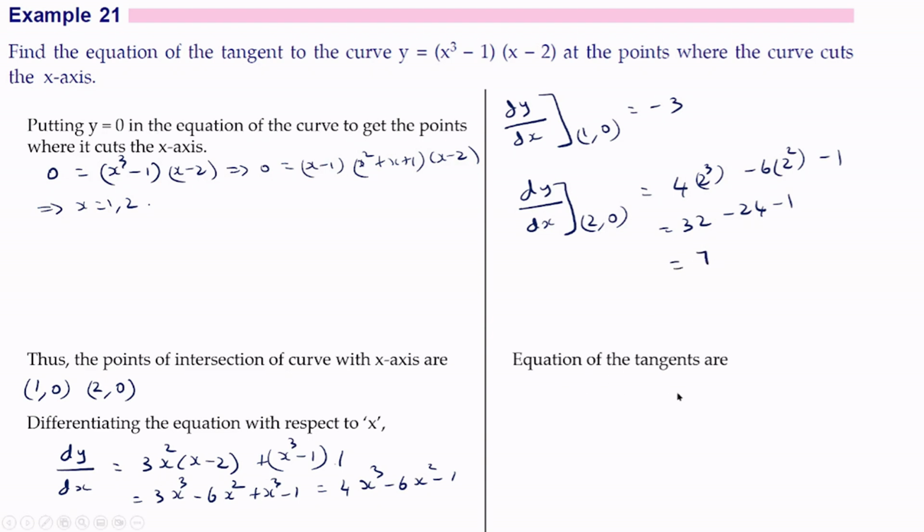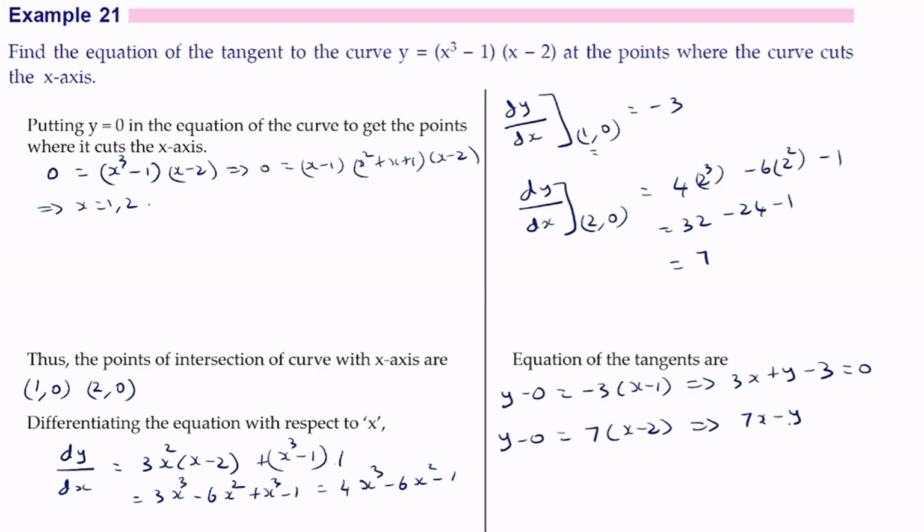Now the equations of the tangents are given by the equation of the tangent at 1 comma 0 and the equation of the tangent at 2 comma 0. So at 1 comma 0 we have y minus 0 equal to dy by dx at 1 comma 0, which is minus 3, into x minus 1, or we have 3x plus y minus 3 equal to 0. The other equation is y minus 0 equal to 7 into x minus 2, or we have 7x minus y minus 14 equal to 0. So these are the two equations of the tangent at the points where the curve cuts the x-axis.